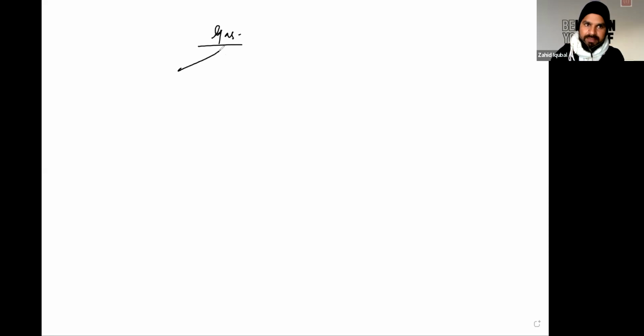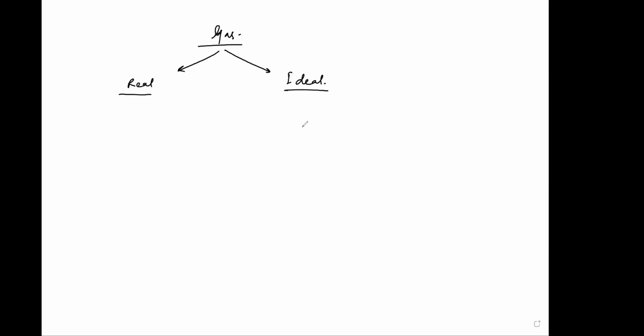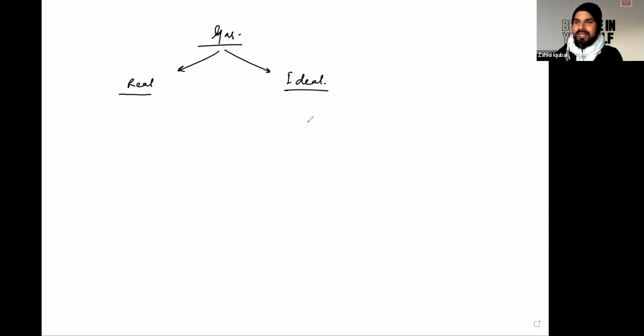Okay, next is, we have mainly two different types of gas. First is real gas and second is ideal gas. Do you have any idea about these two terms? Fatima? Real gas is one in which molecules occupy space. And in ideal gas, there will be no occupying space.